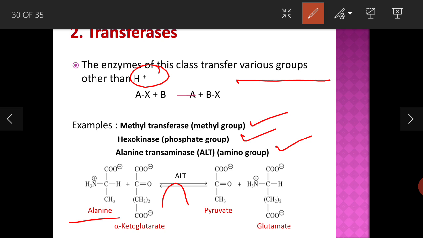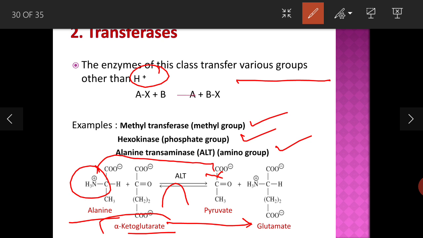Here alanine is the donor, which is donating its amino group to alpha ketoglutarate. Once alpha ketoglutarate accepts the amino group, it will be converted to glutamate, and the carbon skeleton of alanine will become pyruvate. So this is how the amino group is donated from alanine to the acceptor alpha ketoglutarate, which is converted to glutamate. The enzyme is alanine transaminase or alanine aminotransferase. So these are the transferases which transfer one compound or the other. Methyl transferase is involved in the transfer of methyl groups from the donor to the acceptor.